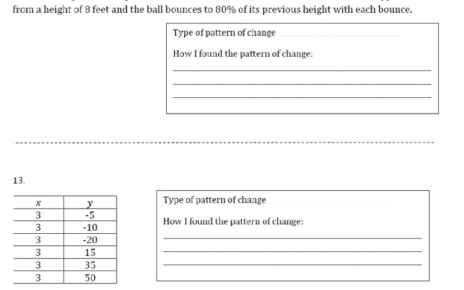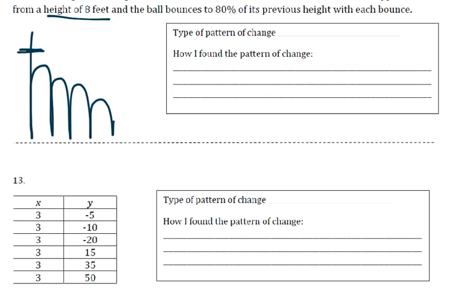All right. So on number 12, I kind of cut off part of it, but I believe it's just you take a ball and you drop it from a height of 8 feet. So it's up here at 8 feet, and then you drop it, and then the ball bounces to 80% of its previous height each time. Okay. So kind of like that.